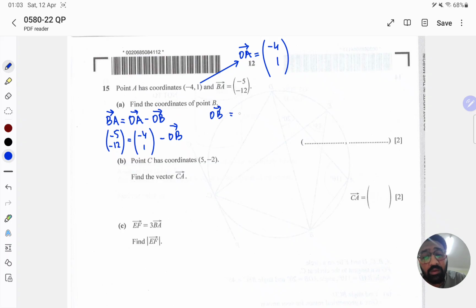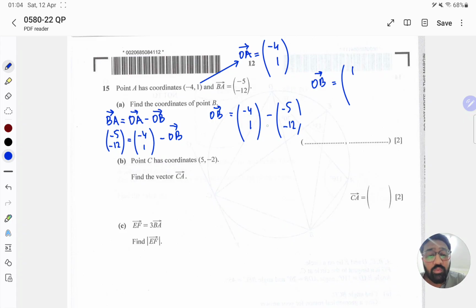So OB will be equal to -4, 1, minus -5, -12. We'll simplify the value of x with x and the value of y with y. So -4 minus -5 is going to give me 1. So OB will be 1. And 1 minus -12 is 13. This is the position vector for OB, and the position vector can also be written in the form of coordinates.